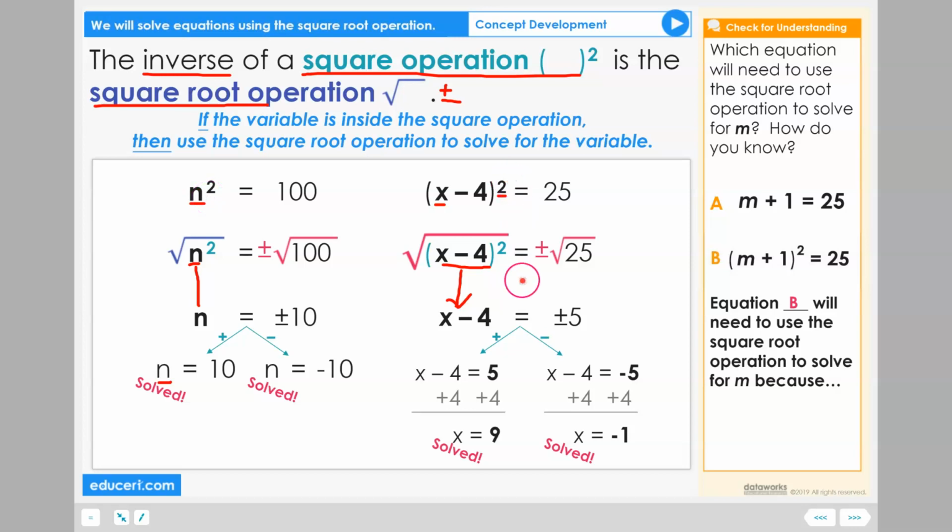Over here in this one where we have a bigger expression, we still just square root both sides, we get the expression out, but we're going to have to solve two of these equations. One to address it being positive 5, and the other to address it being negative 5. And we'll have two answers, x equals 9 and x equals negative 1. Both can go into this equation and make this equation true.